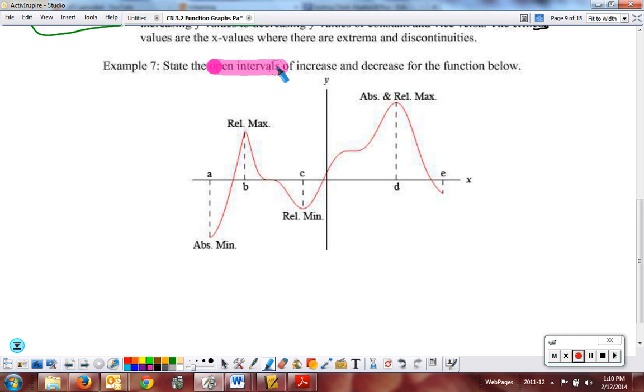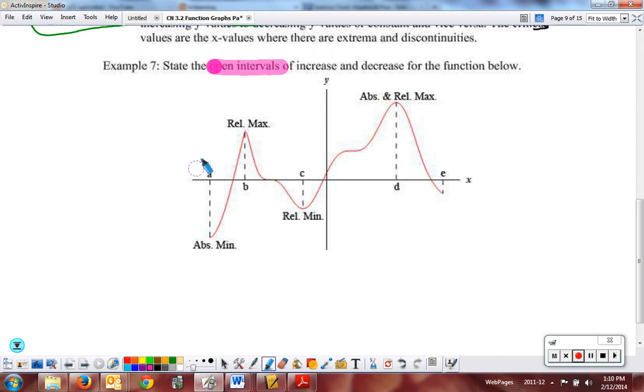Now, just like with the maxes and the mins, the max is the y value, the location is the x value. Same thing is true for the increasing and decreasing. The increasing is the y value behavior. Your job is to tell me the location, which is the x values for which it happens, right?